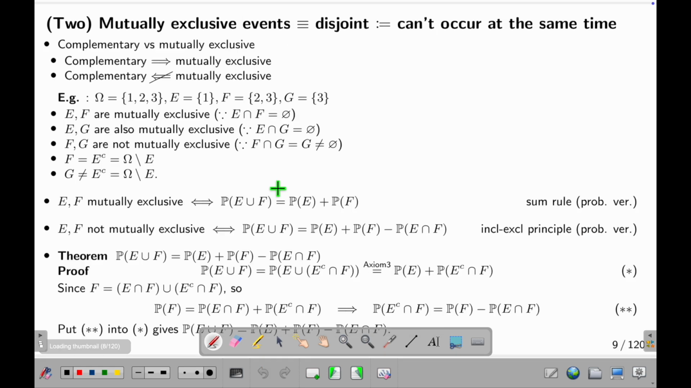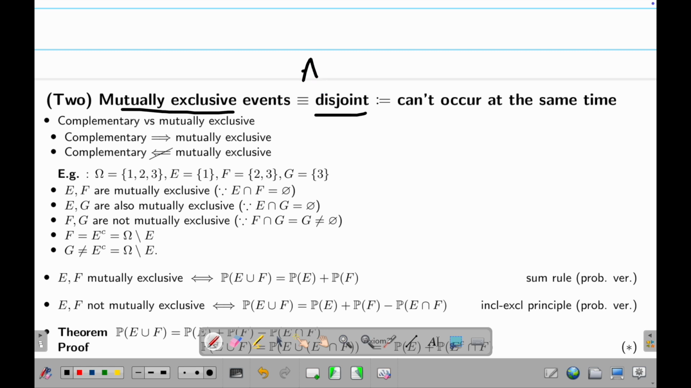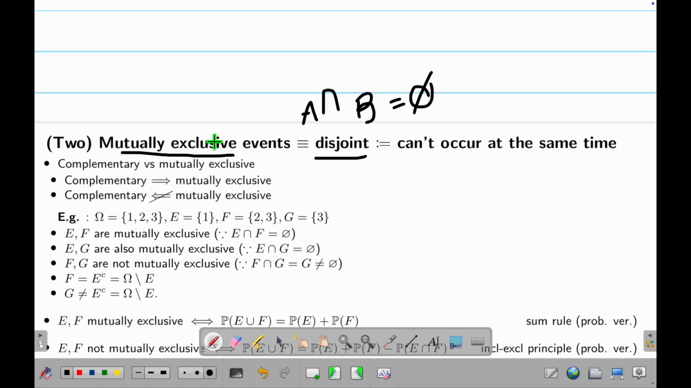Okay? And another name. Mutually exclusive. That means disjoint. What's disjoint? Disjoint means the intersection of A and B is the empty set. This is set theory. This is probability. What about combinatorics? It's the sum rule. What is the sum rule? Inclusion-exclusion principle without a subtraction. So therefore, the three things are the same thing. It's just a different name. And in probability, the given name is that they cannot occur at the same time.